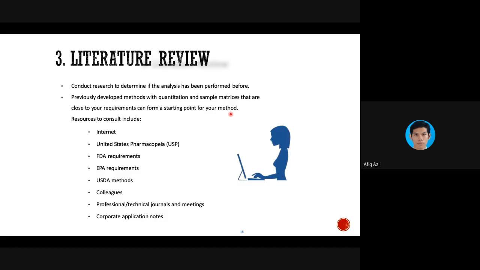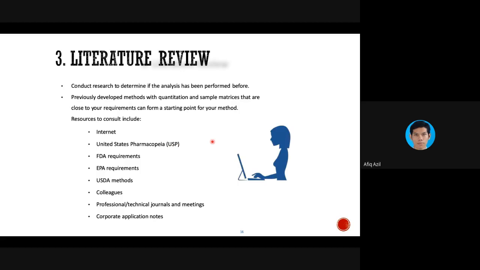So, resources in which you can search. Now everybody has internet, so that is the first thing that they do. Just go to Google, type testing for what material. So from there also, we can also refer to pharmacopoeia.